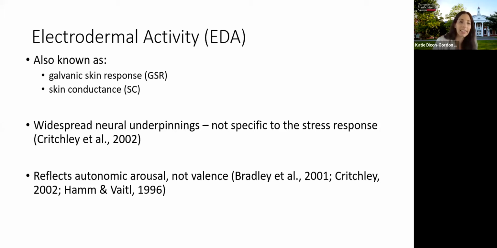Perhaps one of my favorites, this is the old school way of measuring sympathetic activity. And in my own personal work, this has helped me quite a bit by providing pretty reliable measures that act in ways that I expect they should often. So electrodermal activity is the same thing as skin conductance, galvanic skin response. Again, widespread neural underpinnings and not specific to the stress response. And again, it's reflecting autonomic arousal, not valence.